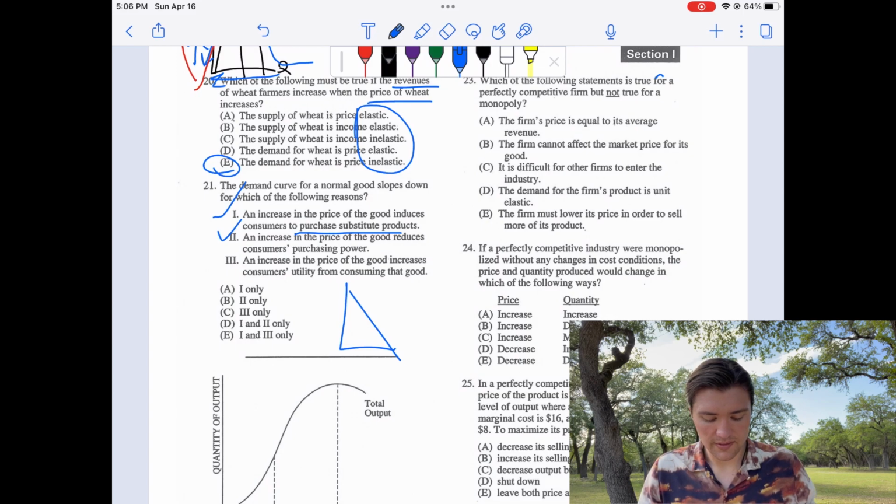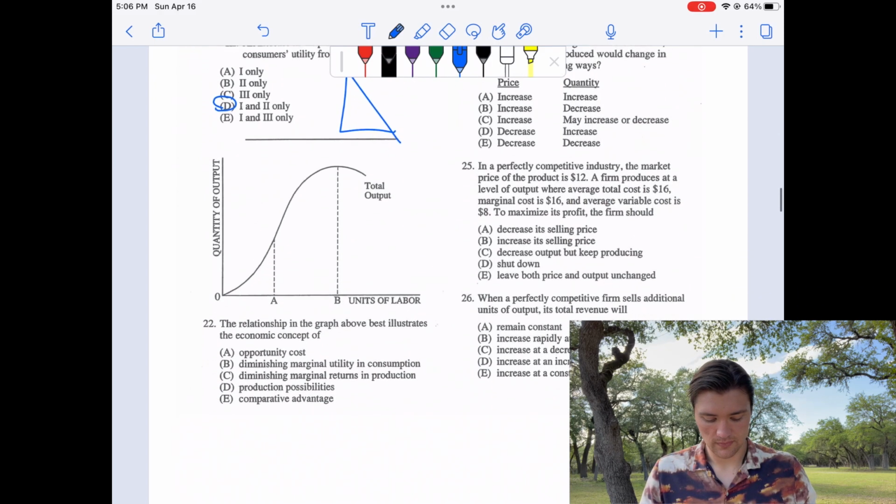Is an increase in the price of a good increases your consumer's utility? Is it because if it's more expensive, you have more utility? Actually, no. If it's more expensive, you're probably having less utility because it's more expensive. So D, 1 and 2.